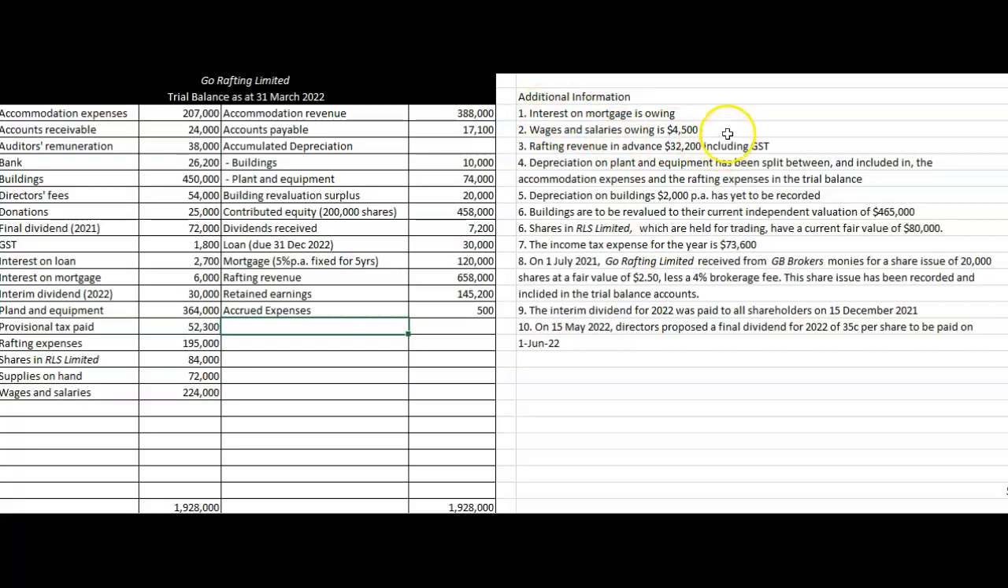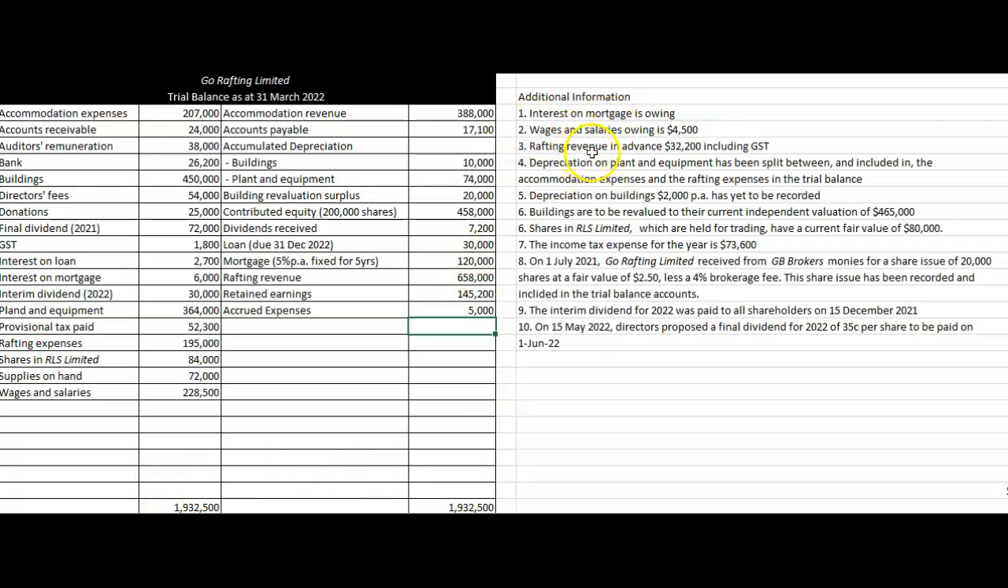Number 2, wages and salaries owing. So here's our wages and salaries. We need to add, cross the figure out on yours, and you're going to add 4,500. So you've got a new figure, 228,500, and that also is accrued expenses. We added 4,500 to this side. Must do the same here. So you've crossed out that 4,500 and 5,000, and we balance down the bottom. Put a line through that to show you finished.